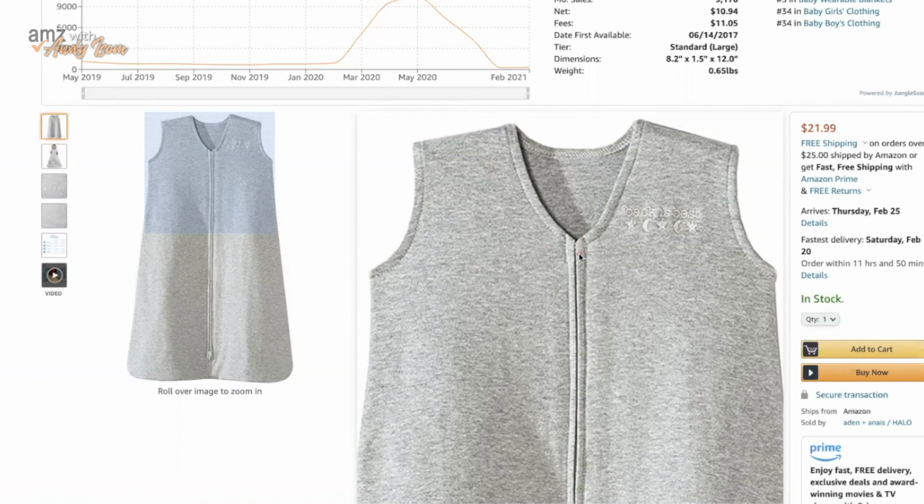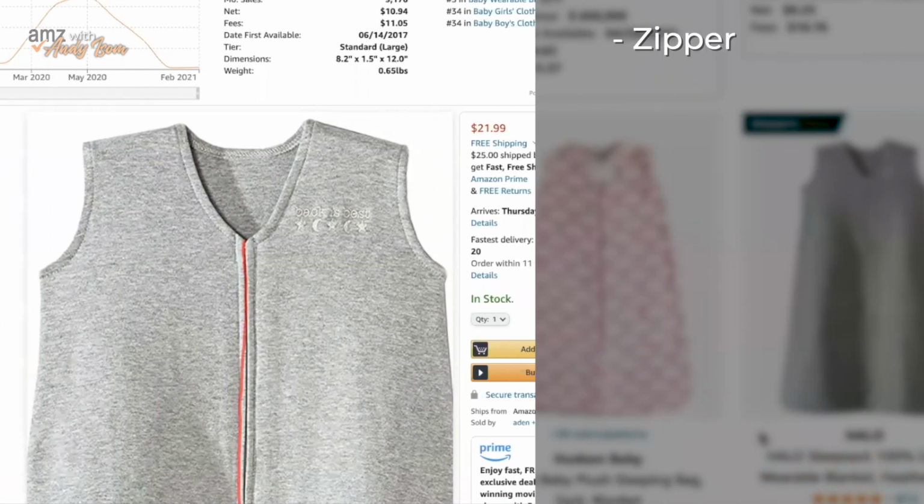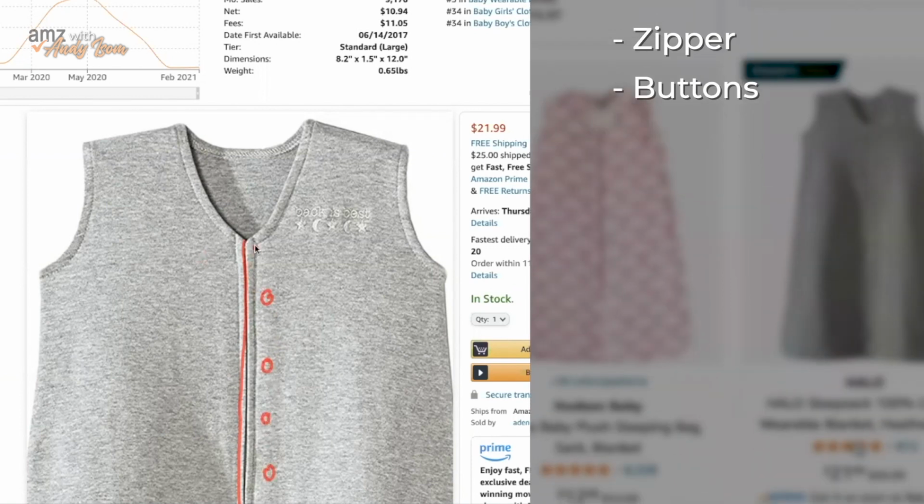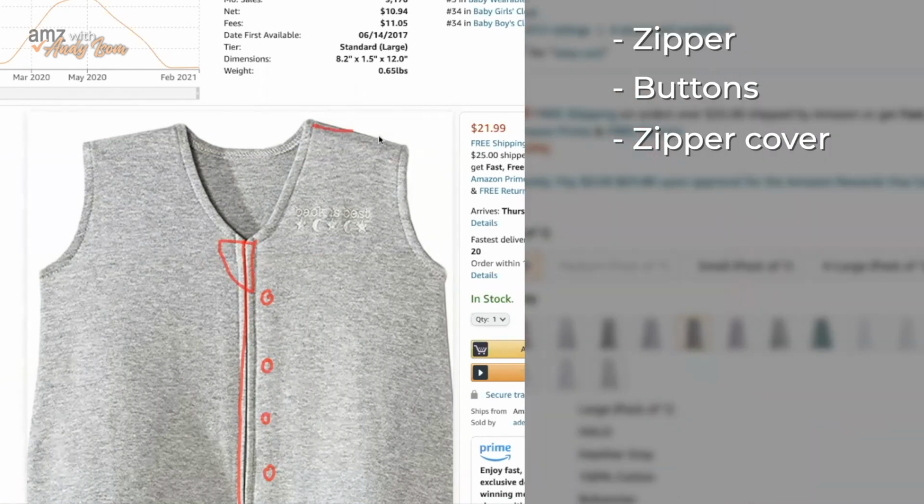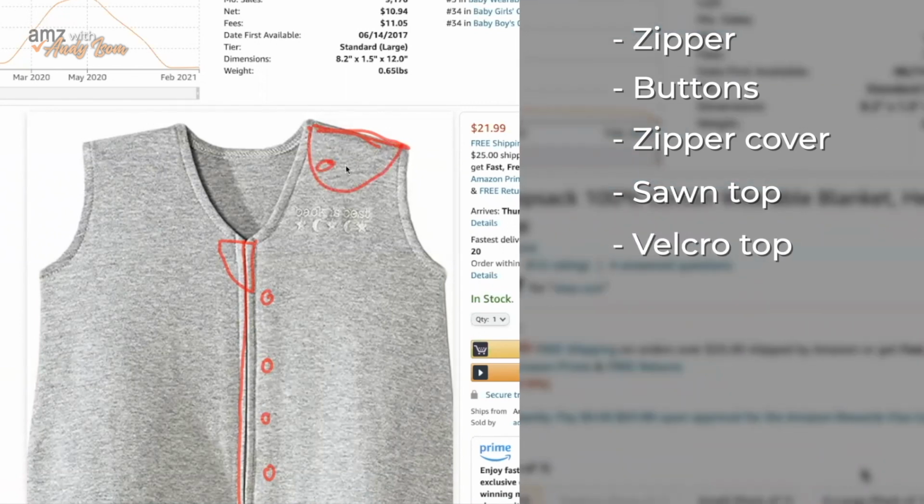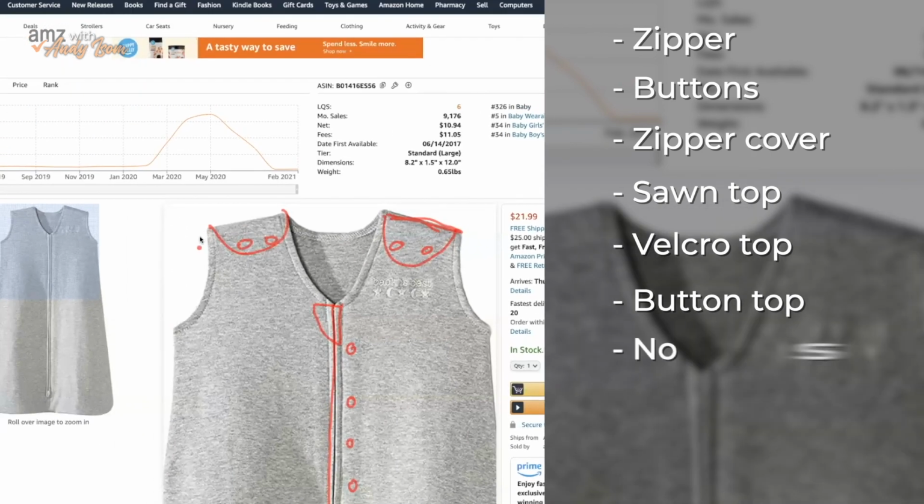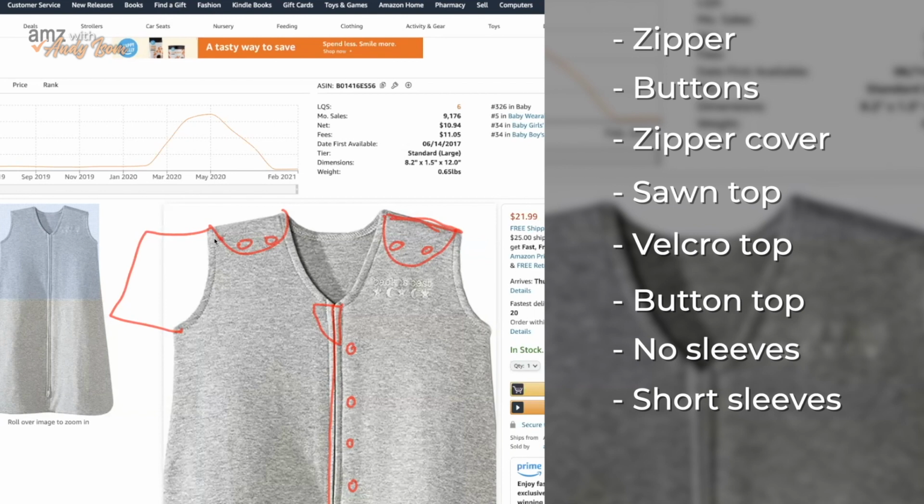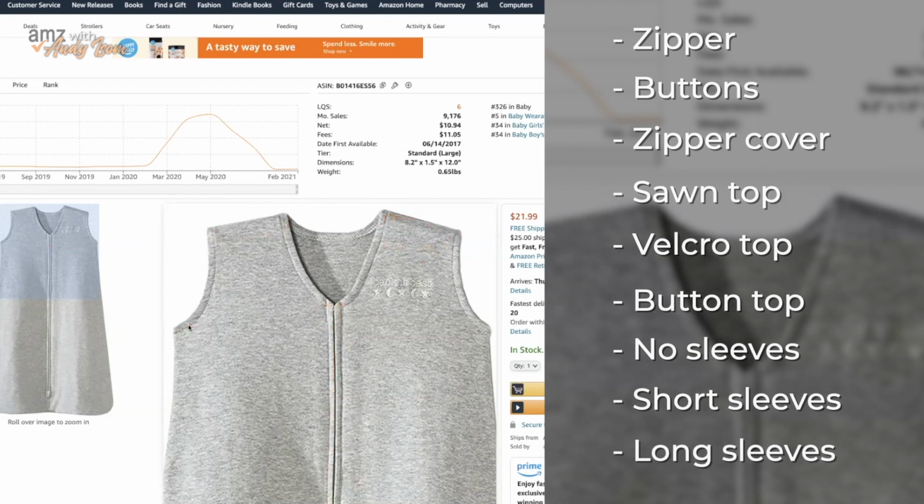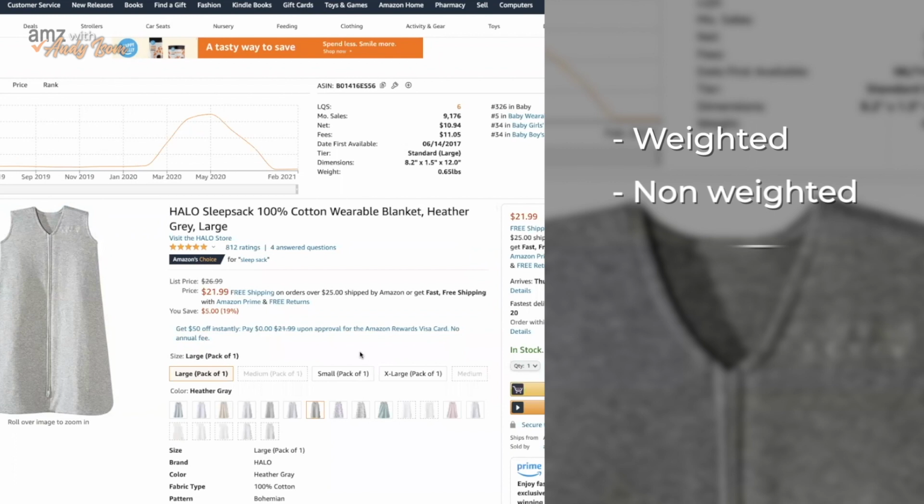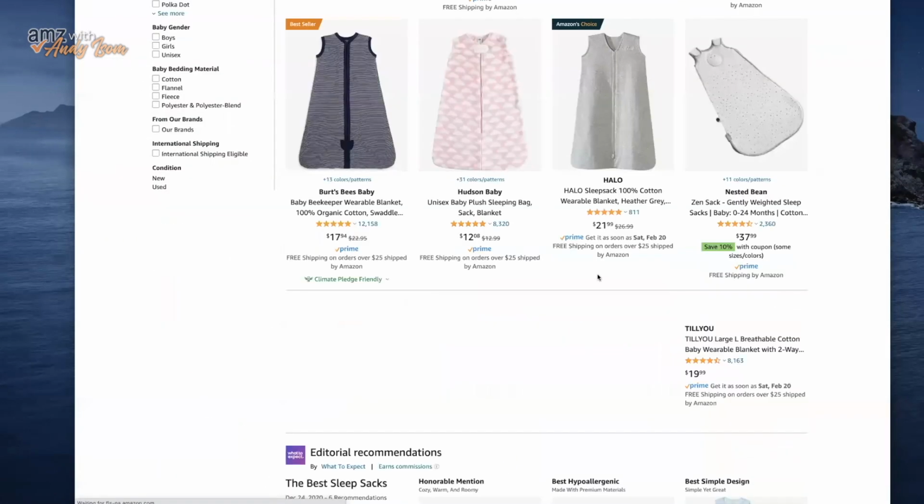So for a closure, you could either have a zipper or you could have buttons, right? There's some of these that might have buttons. You can have a zipper cover right here at the top or no cover like this. You can have right here on this part, you can have it sewn or you can have it come down and be Velcro. You can have it come down and be buttons. For the sleeves, you could have no sleeves, you could have short sleeves, or you could have long sleeves. It could be weighted, it could be non-weighted, it could be a plain color, it could have a design. There's so many different aspects of this specific product.